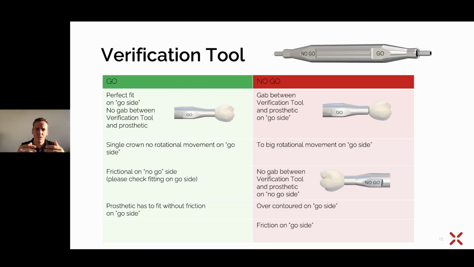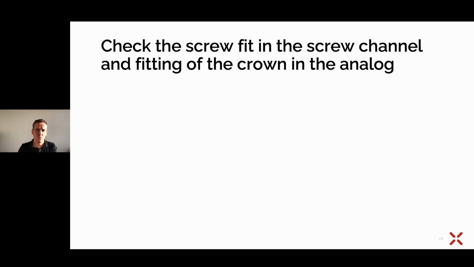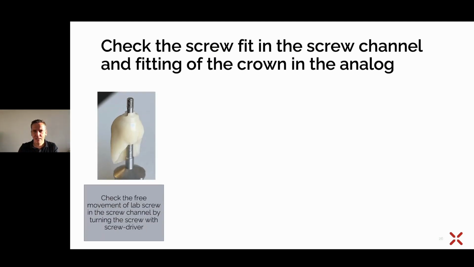You have to control every crown or every bridge work or any prosthetic you do with the matrix with this tool before you send the finalized prosthetic to the customer. And please make sure that any product is controlled by the verification tool of TRI before you send it out. And don't forget to watch the tutorial. You will understand exactly how this tool works. Check the screw fit in the screw channel and fitting of the crown in the analog.